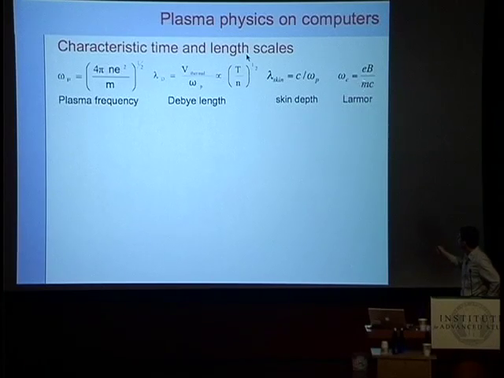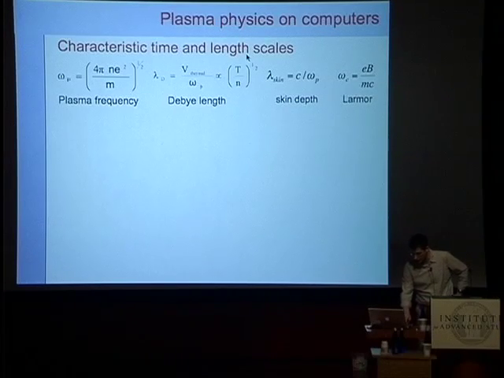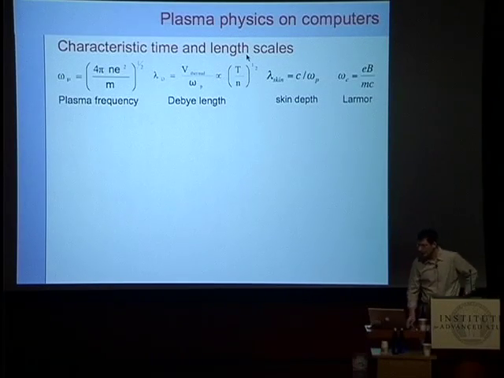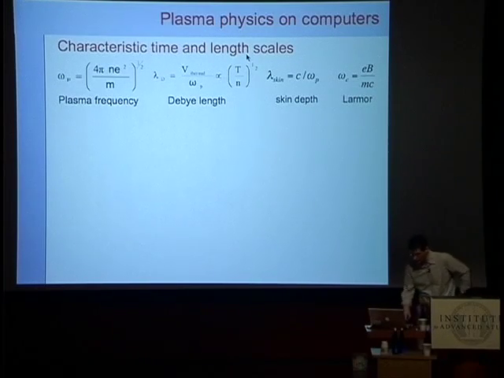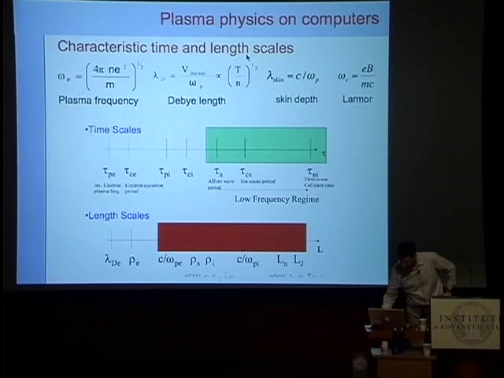Another time scale is the Larmor frequency. So this is the frequency of gyration if you have magnetic fields. And this can be modified for relativistic effects if you add the gamma factor in the denominator. OK, so the Larmor frequency is pretty straightforward.